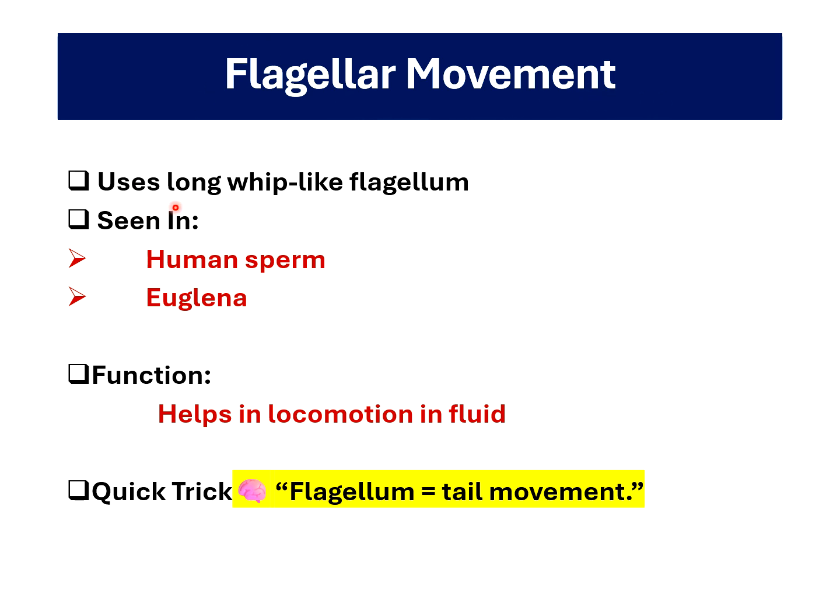Now, flagellar movement is similar to a tail-like movement and it uses a long whip-like flagellum. Now, this type of movement is shown in case of protists such as euglena. In humans, this flagellar movement is seen in case of the human sperm. Now, this flagellar movement is typically useful in locomotion in a fluid medium.